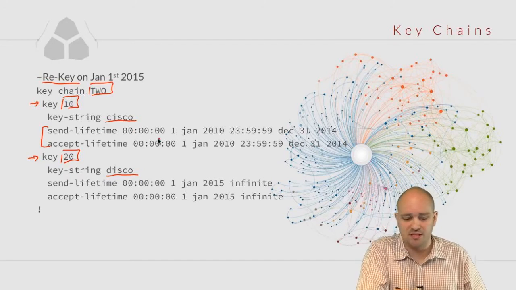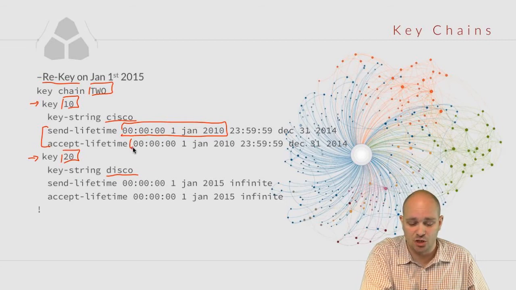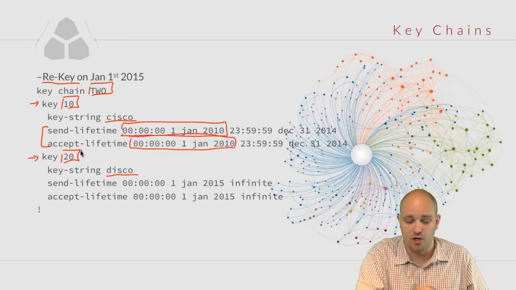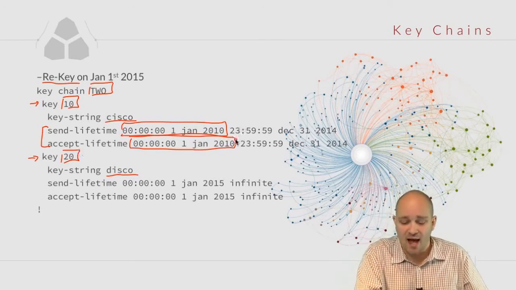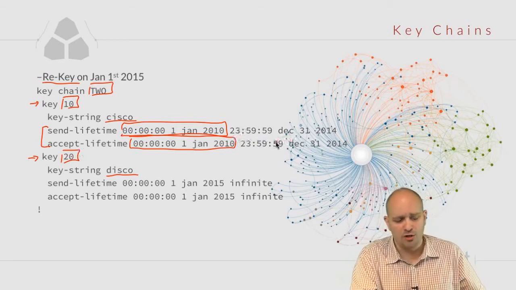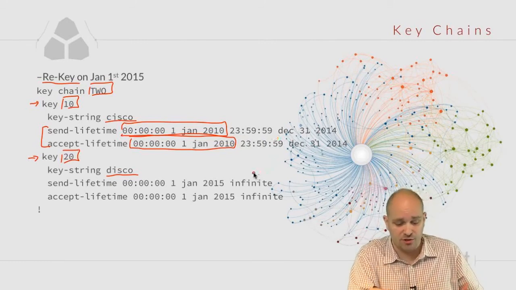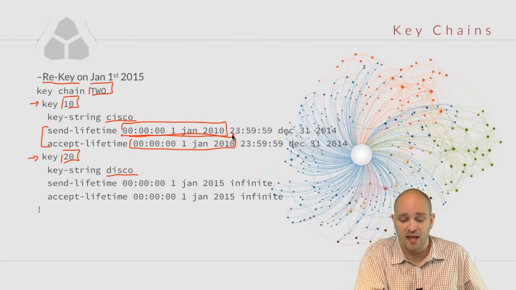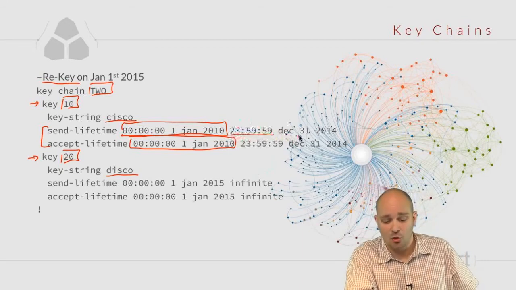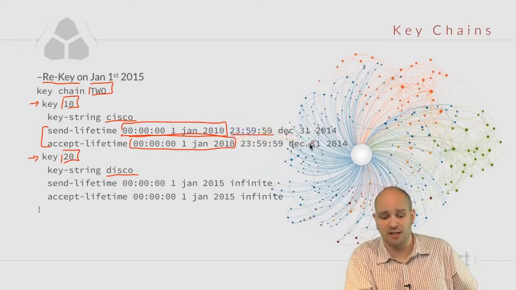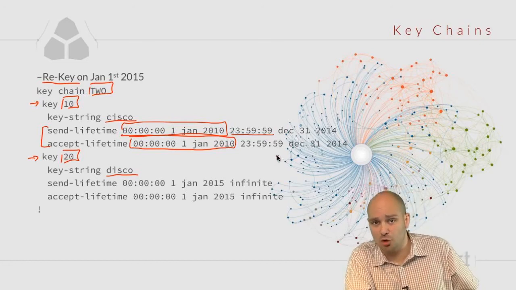Now, remember that in the previous example, I had a key that started its validity on January 1st, 2010. So this doesn't change. I want this key to be valid from January 1st, 2010, and then I want it to no longer be valid after the midnight on January 1st, 2015. When does the midnight begin? It begins at 00:00:00 January 1st, 2015, which means that I'm going to stop sending key number 1 at 23:59:59 on December 31st, 2014. So at the last second of 2014, this key is no longer valid.